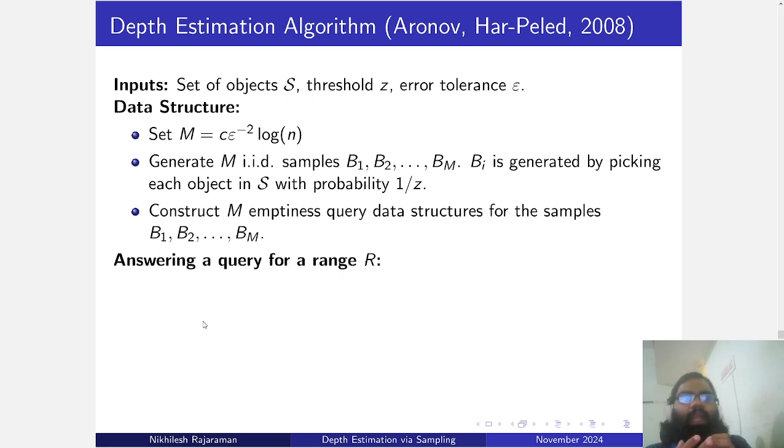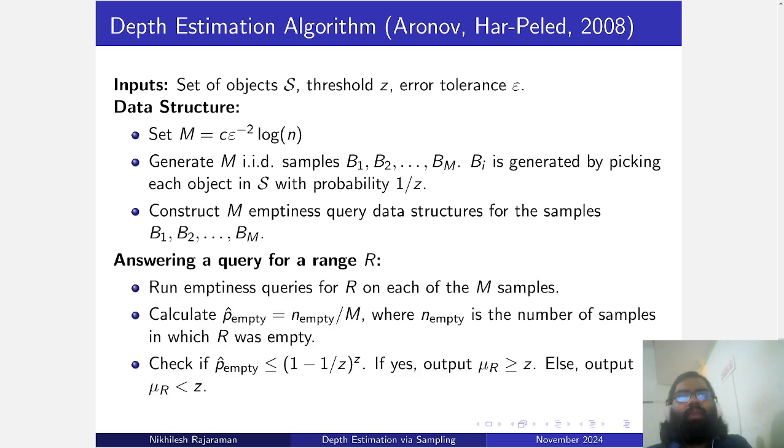And now that we've constructed our data structure, we'll see how we can use this to answer queries. Again, our goal is to find out whether the range R has depth greater than Z or depth less than Z. The way we'll do this is by first running our emptiness queries for this range R on each of the m different samples, using whatever efficient black box emptiness algorithm we have, and we've already pre-constructed the necessary data structures that it needs. So we can efficiently run these m different emptiness queries.